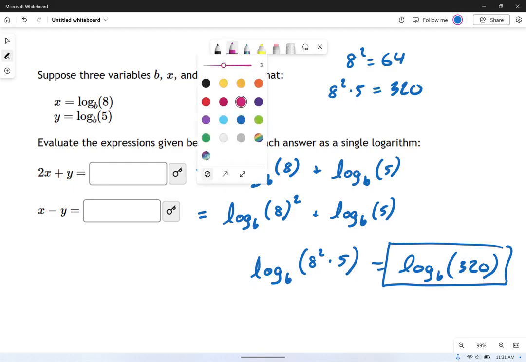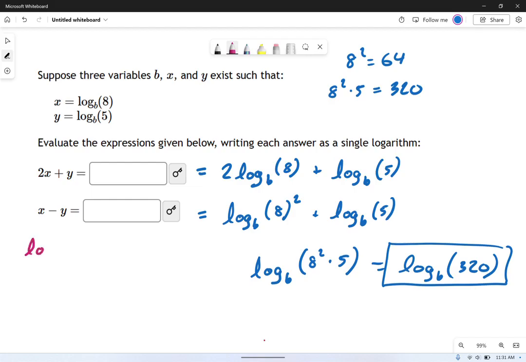So if I say x minus y, what I mean literally is log base b of 8 minus log base b of 5. That's x minus y. But I want it simplified. I want it as a single logarithm. So sometimes in class I talk about this as forming a megalog. It's one logarithm to rule them all, right?